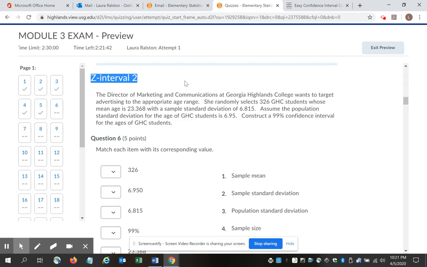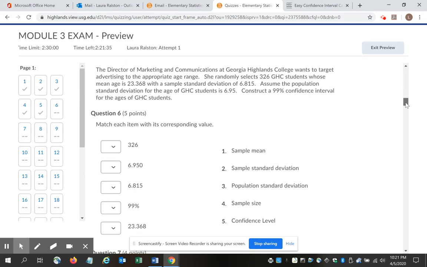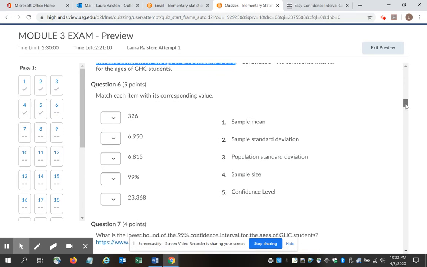Assume the population standard deviation for the age of GHC students is 6.95. Construct a 95% confidence interval. Okay, so again, one of the things I noticed: assume the population standard deviation is 6.95. Guys, if you have the population standard deviation, you have to use it. And again, it was clearly labeled as a Z interval, which means I need that piece of information.